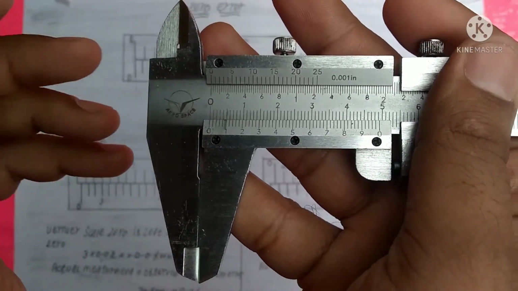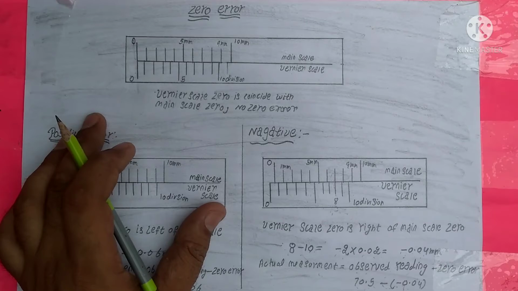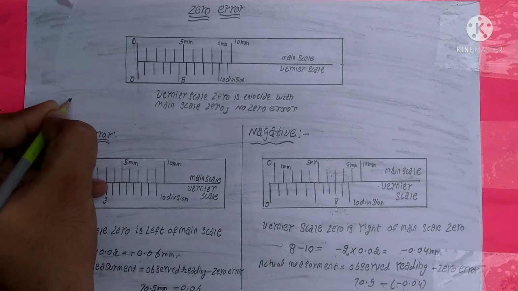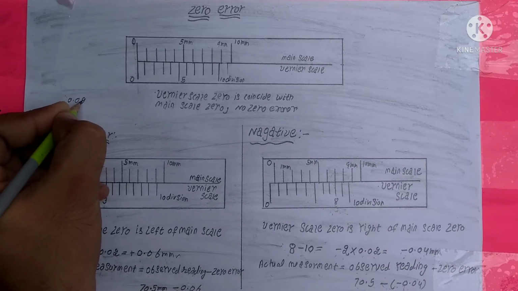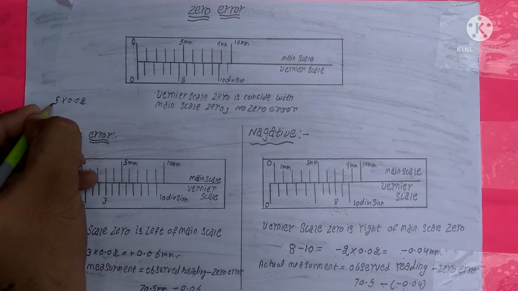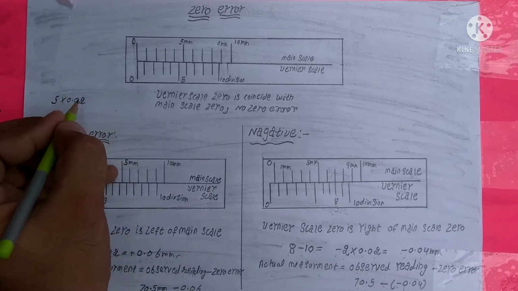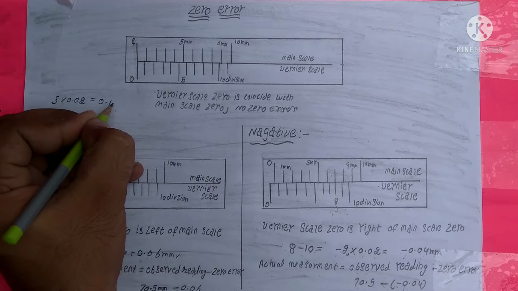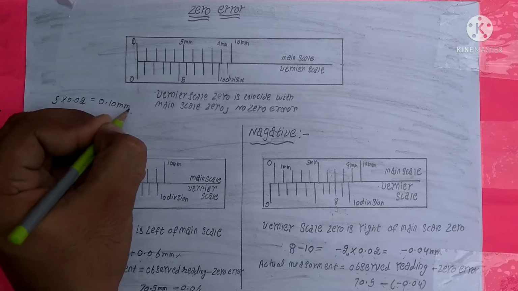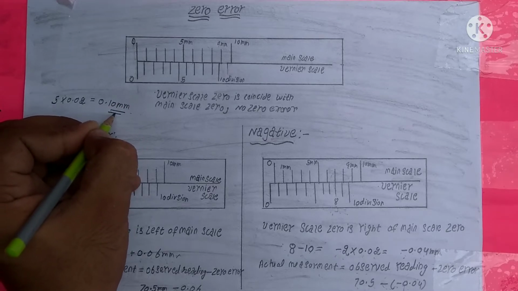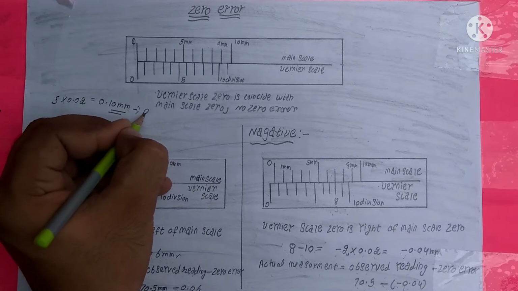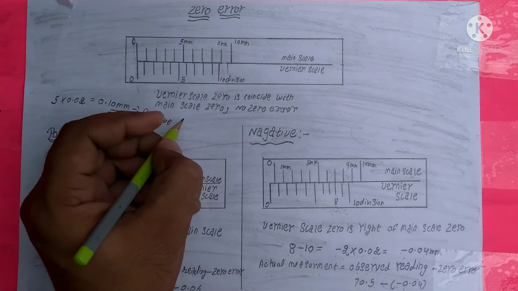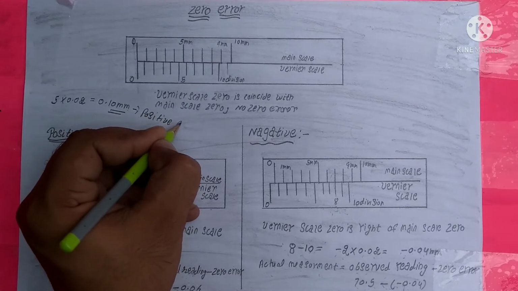So first multiply 5 with the least count of this vernier scale. The least count of this vernier scale is 0.02, and multiply with the best coincide division 5, and the answer comes out to be 0.10 mm. So this is the positive error that exists inside the vernier caliper.